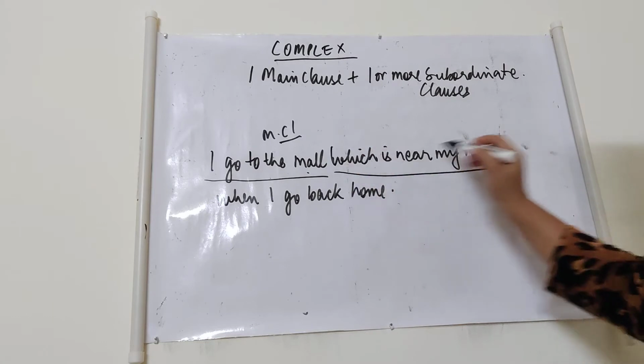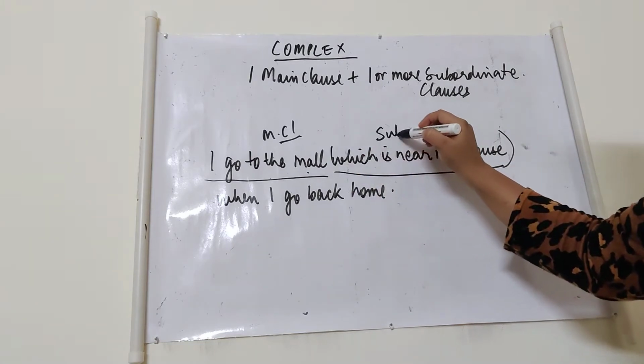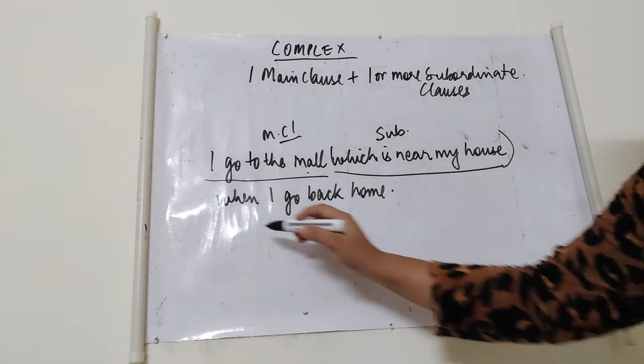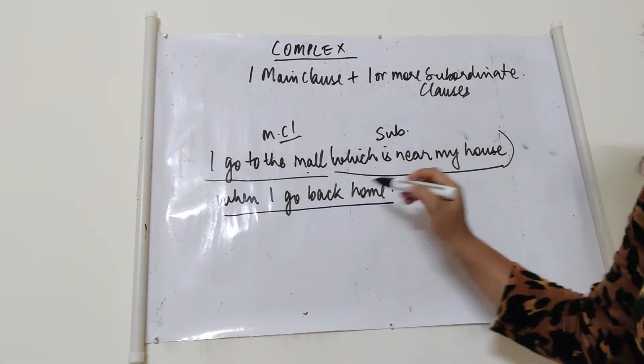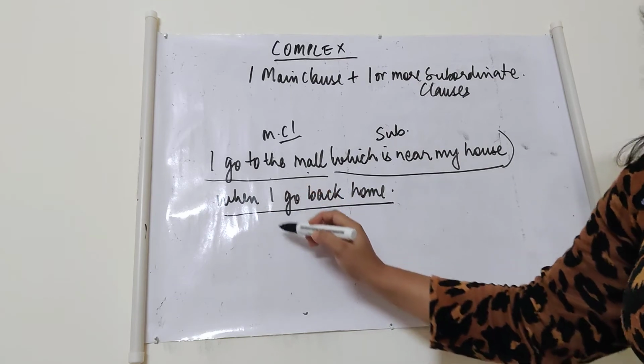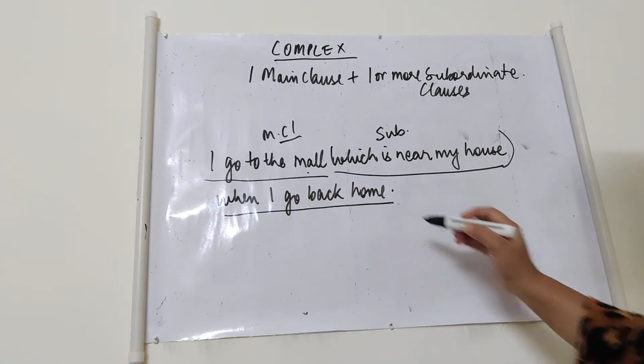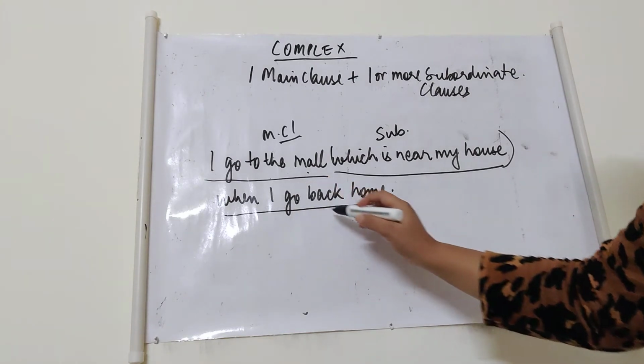And this is a subordinate clause. So, we have one subordinate clause. Then, when I go back home, now it's telling me the time. So it's an adverbial clause here. When do I go to the mall? When I go back home.